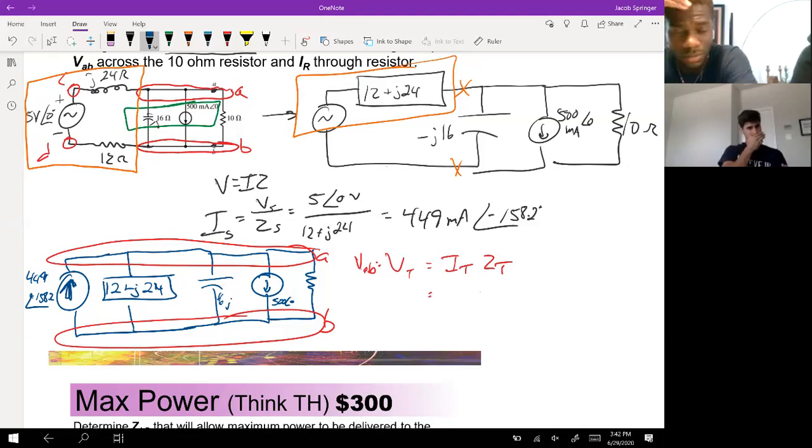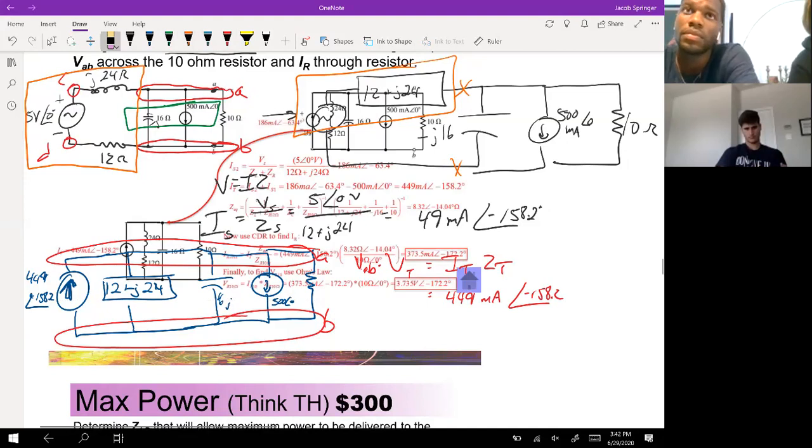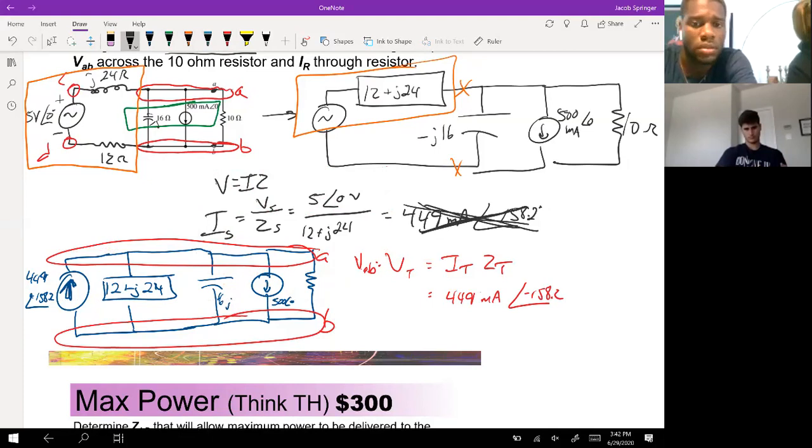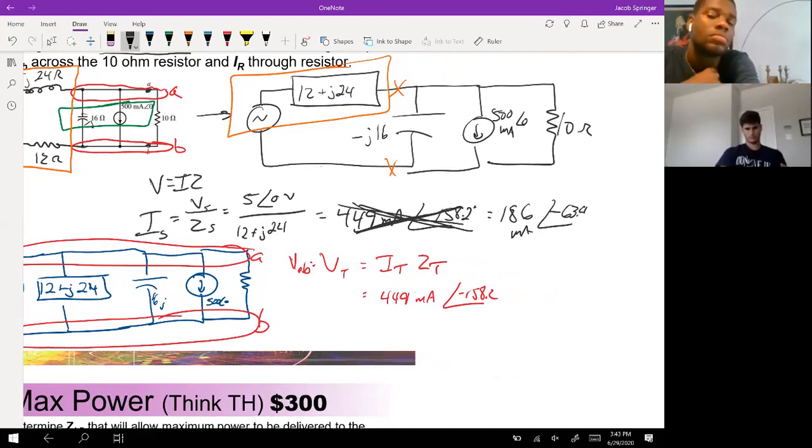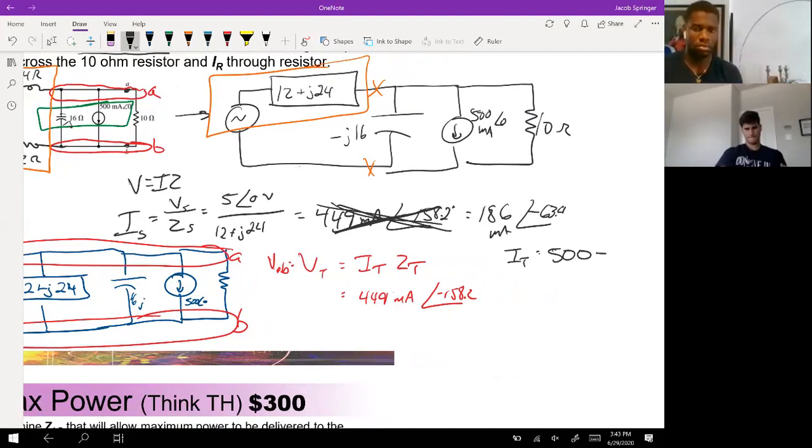you know what, I realized this number is not right. The 449 is the I total, 449 milliamps, angle negative 158.2. That's the I total. This one came out to 186, angle negative 63.4 milliamps. If you plugged in 5 divided by 12 plus J24, you would have gotten 186. And so my I total in this case would be 500 minus 186 angle negative 63.4. And that's when I get 449 angle negative 158.2.